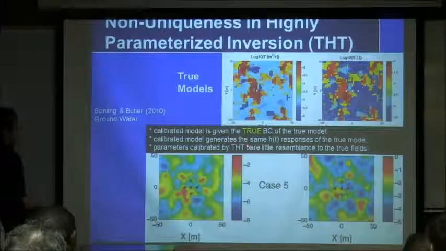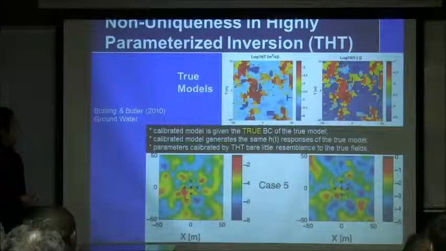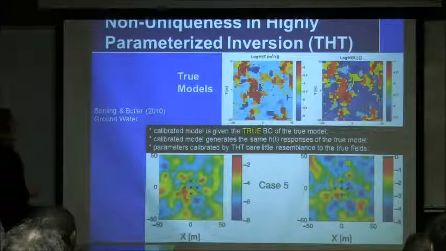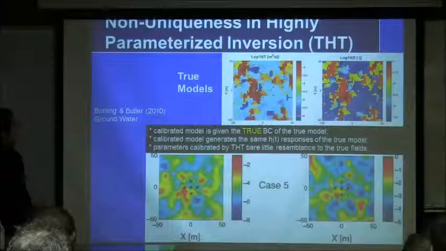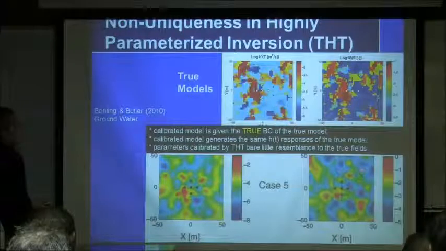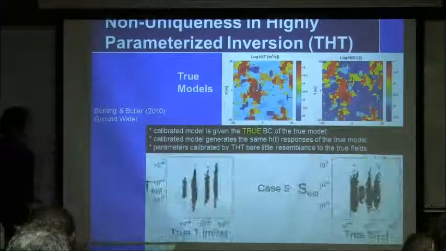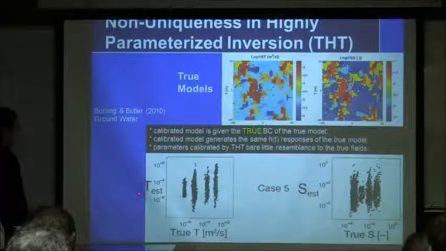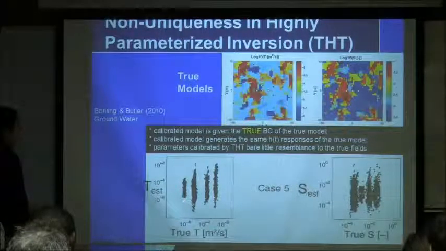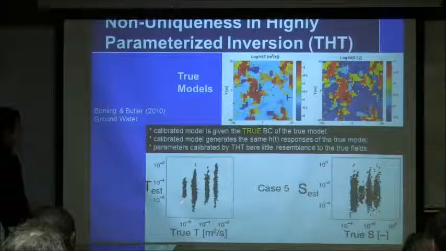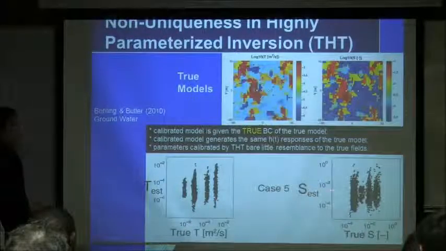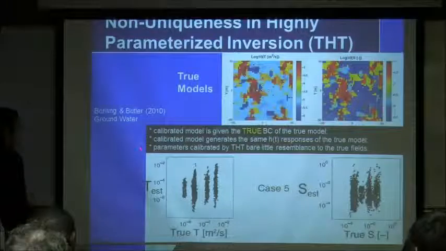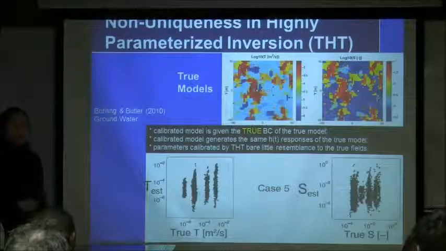But parameters calibrated by hydraulic tomography bear little resemblance to the true parameters. For example, here we have high transmissivity zones. In this realization, it's low transmissivity. Storativity, same thing. Here we have high values, here low values. If the authors plotted the true parameter versus the inverted parameter, and they corresponded well, they would lie along a 1-by-1 line. Instead, the two groups of parameters have no correlation. So the results are entirely non-unique, even when they give the true boundary condition.